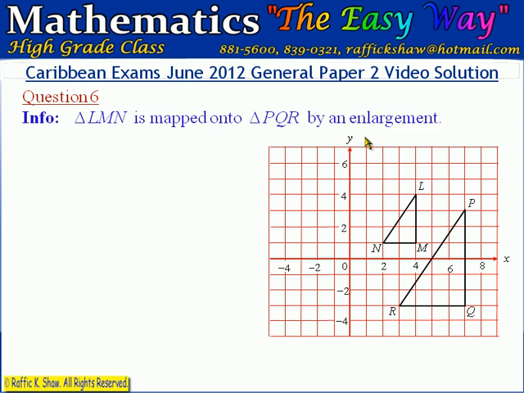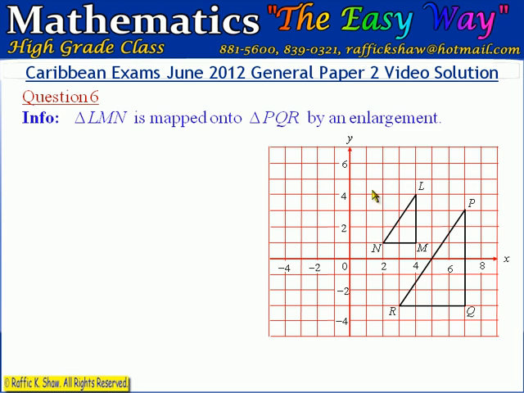Let's talk about the center of this enlargement. Now, because the image and the object are pointing in the same direction, that is telling me that the object and the image are on the same side of the center. And since the enlargement is from this triangle to this triangle that's in this direction, that means that the center of the enlargement is somewhere on this side.